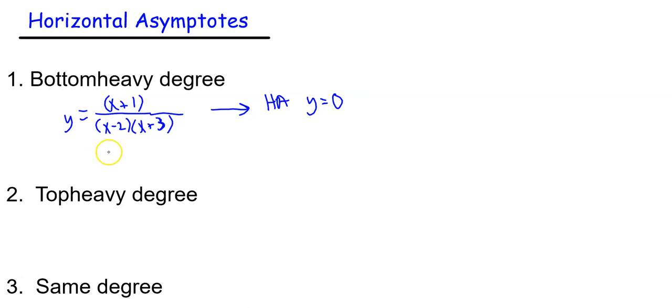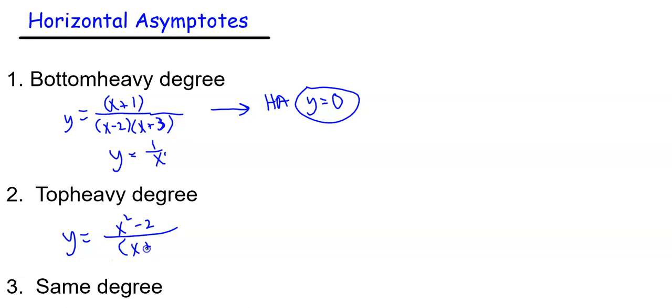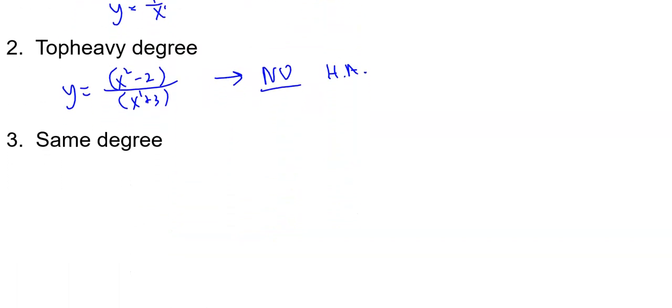In fact, if you look at the one we know, our parent graph, 1 over x, the degree of the numerator is 0, the degree of the denominator is 1, and so that one has a horizontal asymptote at y equals 0. Top-heavy degree, here's just an example of what that might look like. Say x squared minus 2 up top divided by x plus 3 in the denominator. So the degree in the numerator is 2, degree in the denominator is 1. So this is top-heavy, which means there is absolutely no horizontal asymptote.